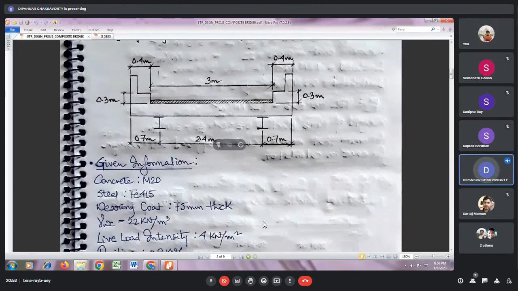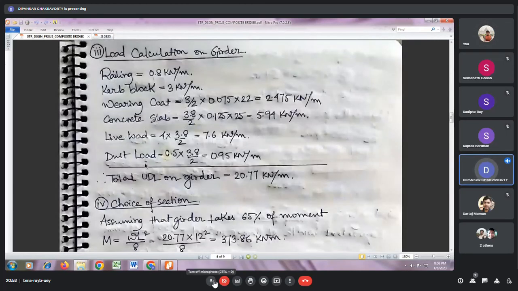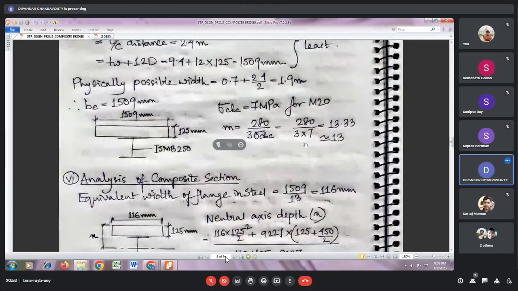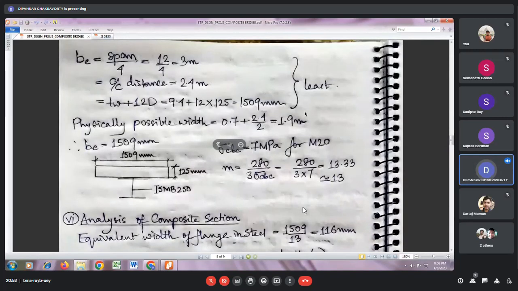Physically there is no more than that. What I want to say is that whatever you get here, you have got 14509, which is less than 1900. It is fine. But if you get the minimum width out of these three criteria, something which is more than the physical available width, then you have to take the physical available width only. Is it clear?